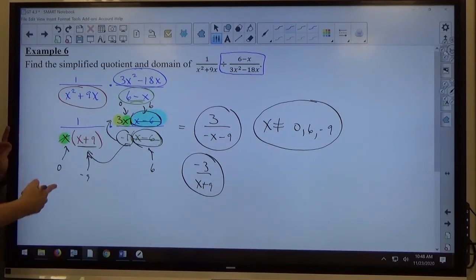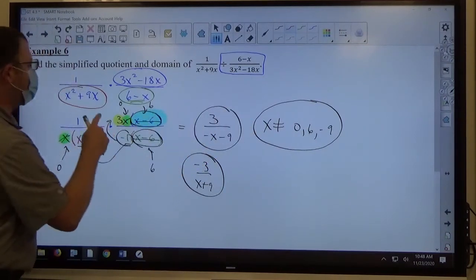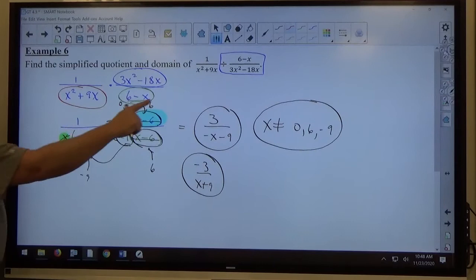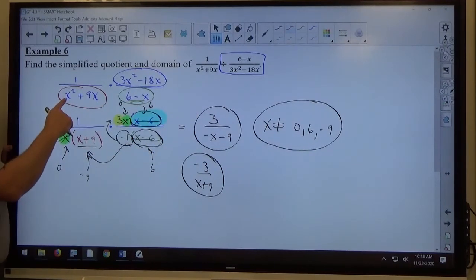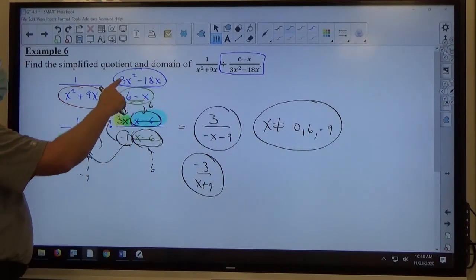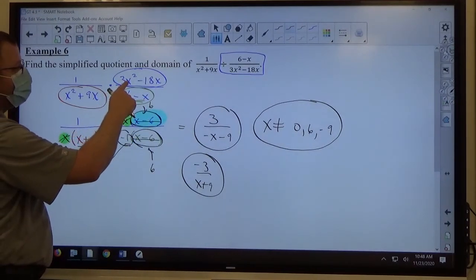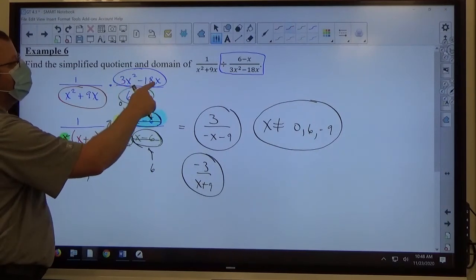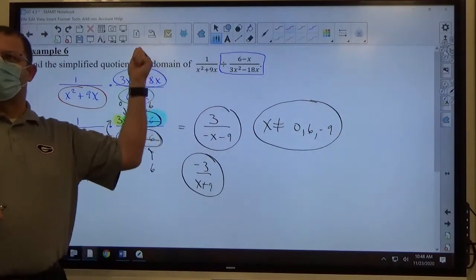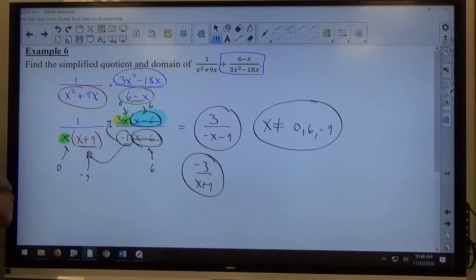Any value that we put in here, if I put 0 in, 0 plus 0 is 0, and the bottom is 0. If I put negative 9 in, negative 9 squared is 81, minus 81 makes 0. If I put 6 in, 6 minus 6 is 0. 6 times, that's 36 times 3 is 108, 18 times 6, 108, 108 minus 108 is 0. So the numbers that we're saying x can't equal would be what will make these things equal 0.